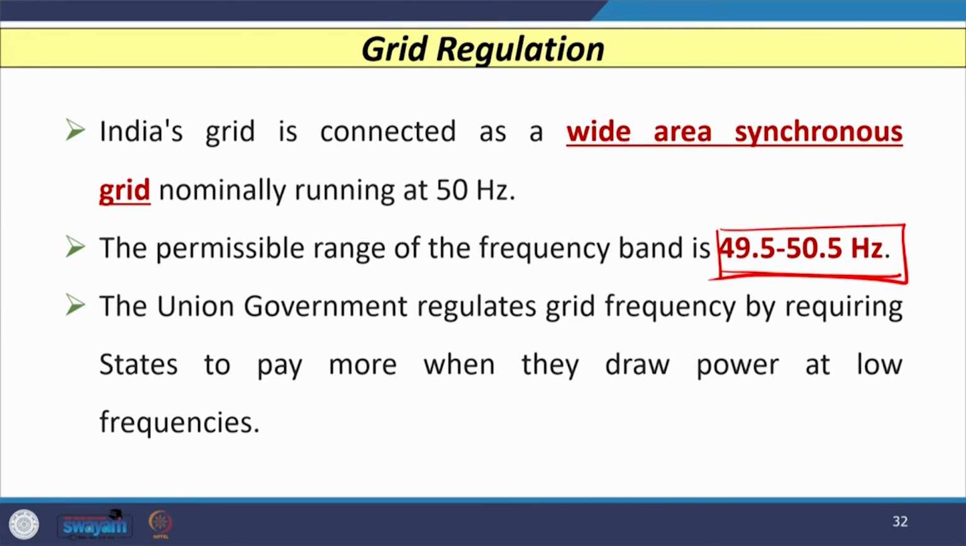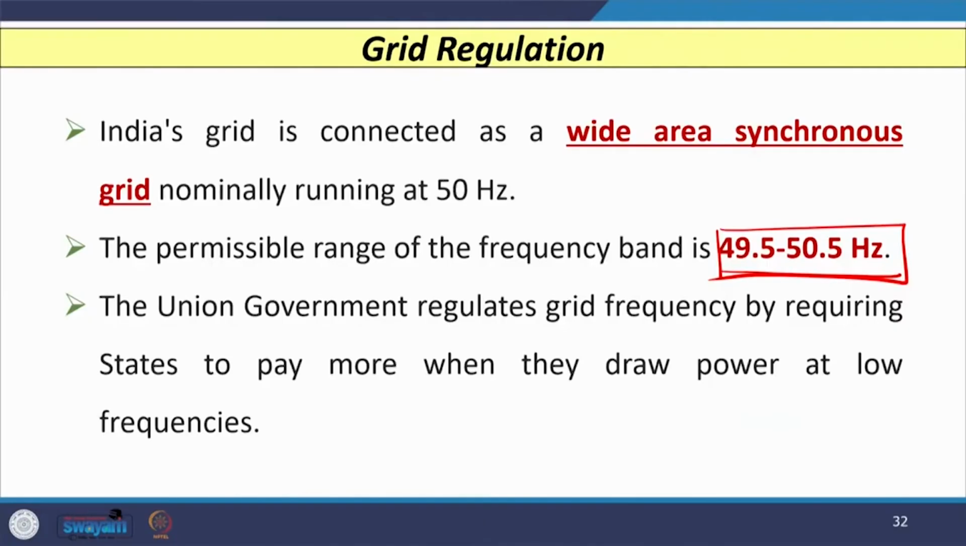Now, this range is very important, and nowadays it is equally important, because when we want to restrict the frequency within 49.5 hertz and 50.5 hertz, we know that nowadays the penetration of renewable energy sources is increasing day by day. So, now the government is encouraging the penetration or inclusion of solar based generators, or maybe some wind based generators or fuel cell based generators, or maybe some other renewable energy source based generators.